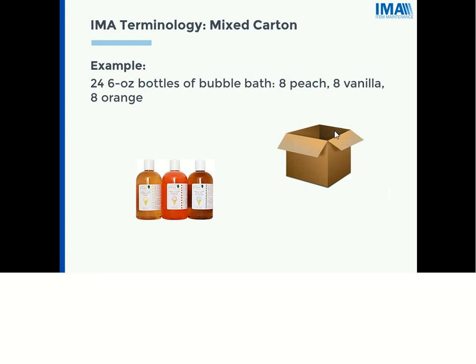At the inventory level, we do not see how many of each of the scents we're selling. We just see how many bottles of bubble bath we're selling. So they wouldn't know how many peach, vanilla, or orange they're selling. They would just know they've sold 18 bottles of bubble bath so far.